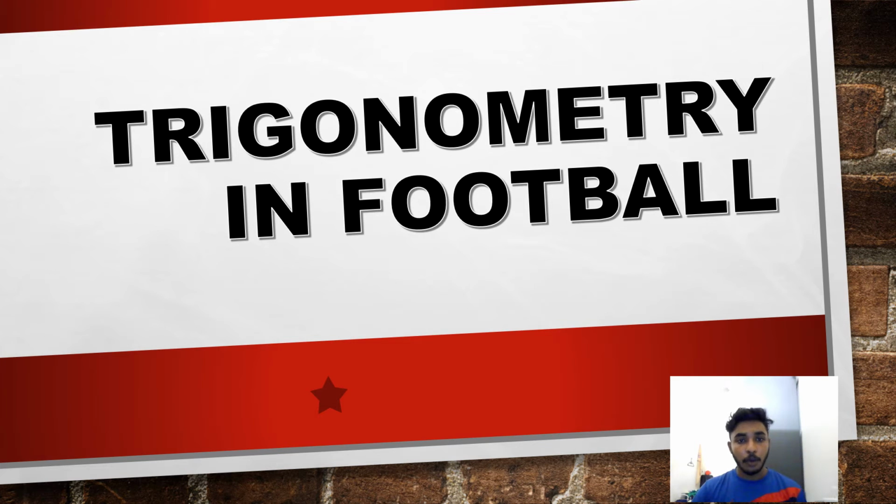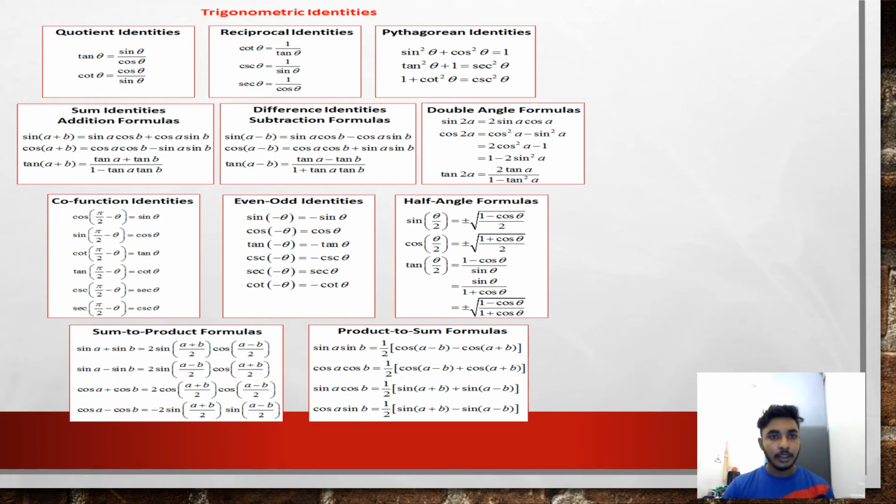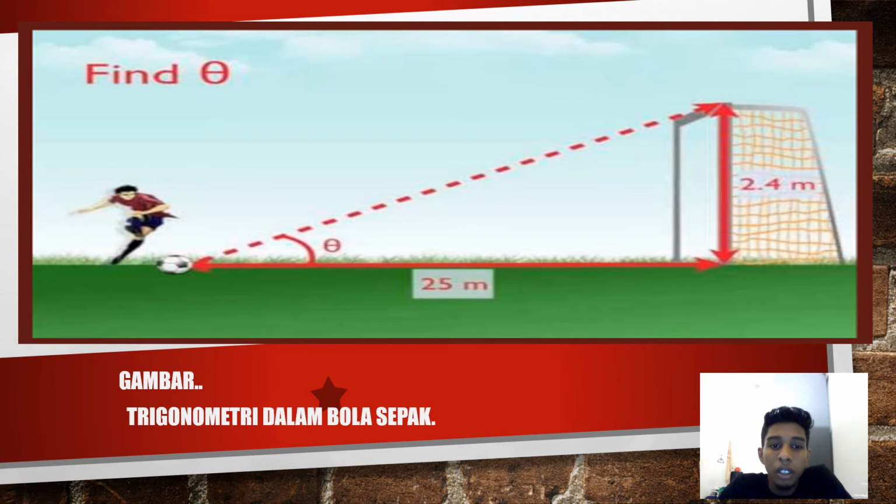Now we present trigonometry in football. Before we go into trigonometry in football, we can learn about the basic formula of trigonometry. This is the basic formula of trigonometry. And then this is a trigonometric identity. Okay, this is our type of model for trigonometry, and this is the example that we can provide.